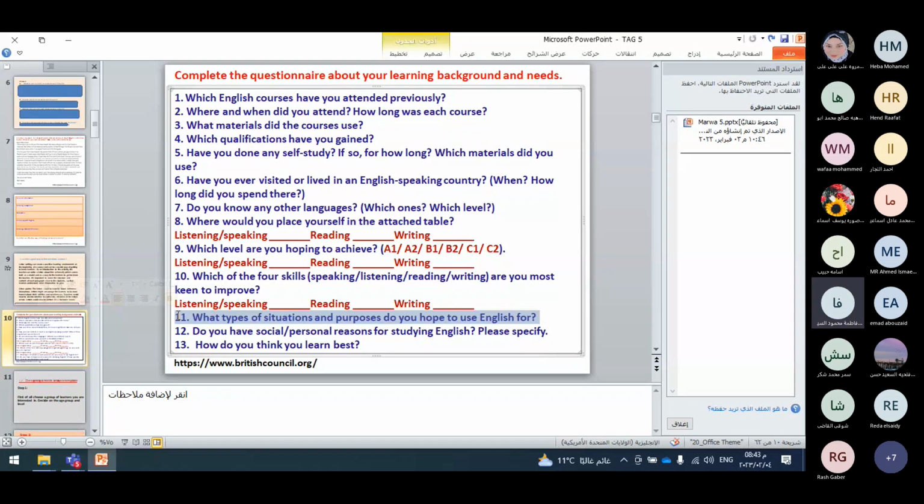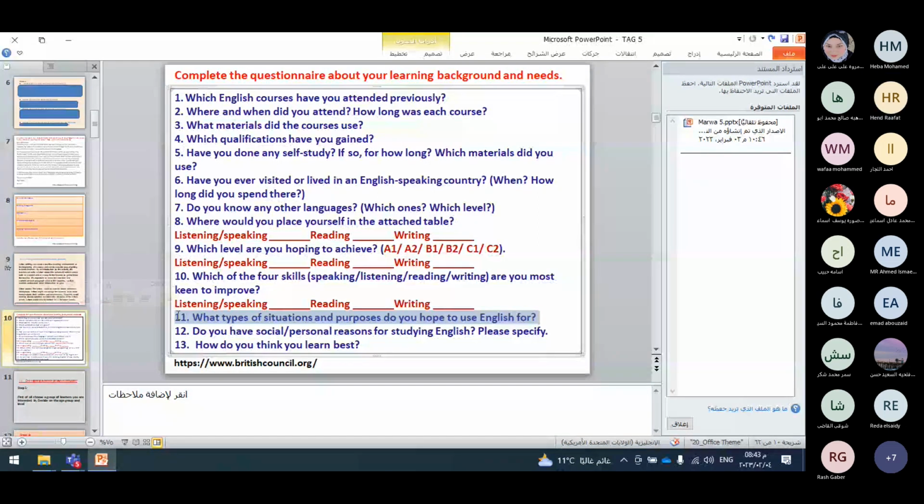I didn't hear you. What types of situations? The 11th question, question number 11, it's on the slide. Miss Hind, what types of situations and purposes do you hope to use English for? I think that as an English teacher, nothing but to be a better teacher for my students. That's all. Excellent. Address the question to Miss Fatima, please, Miss Hind.